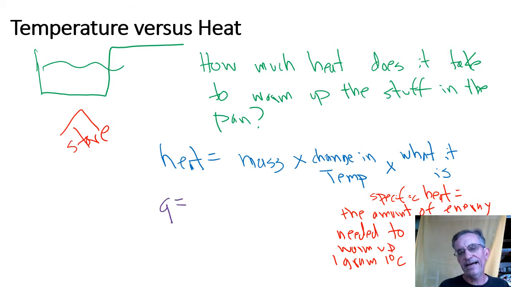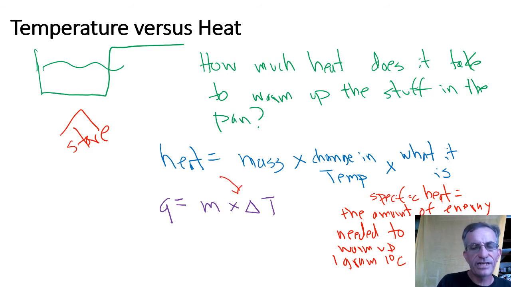The symbol for mass, that one actually makes sense, M. And then the change in temperature: temperature is T, and the way that we represent change is a triangle. That's the Greek letter delta. So this stands for change in temperature, delta T.